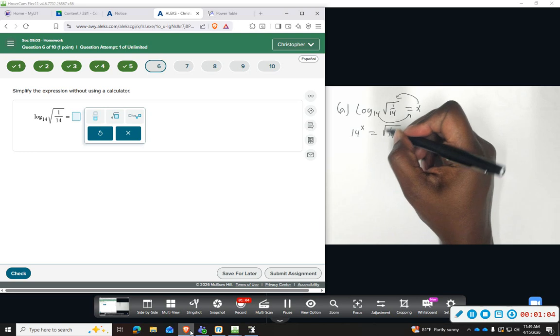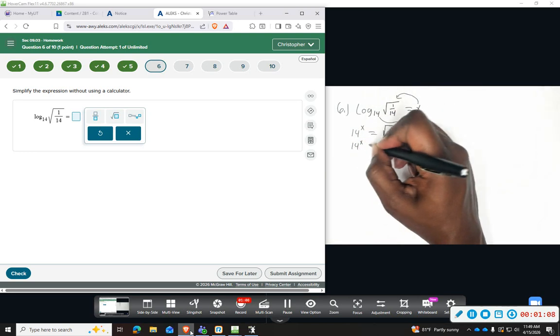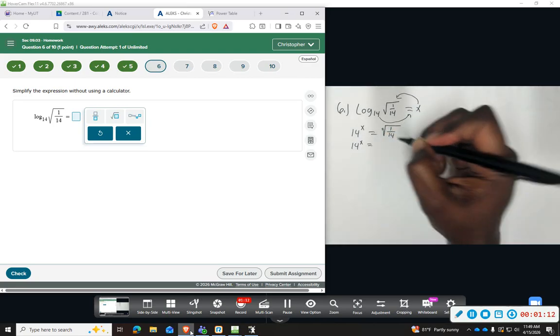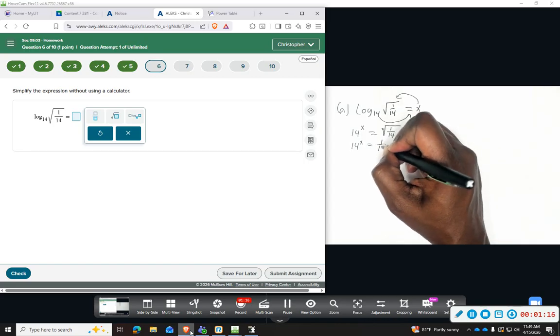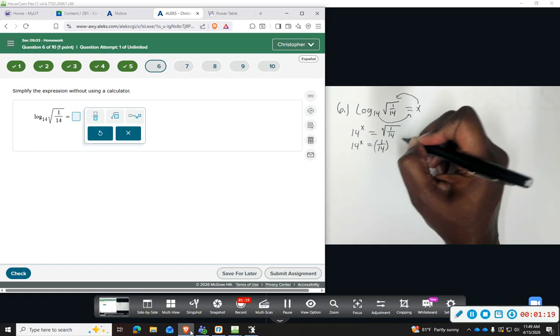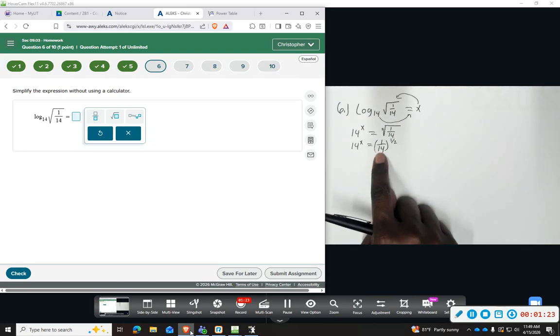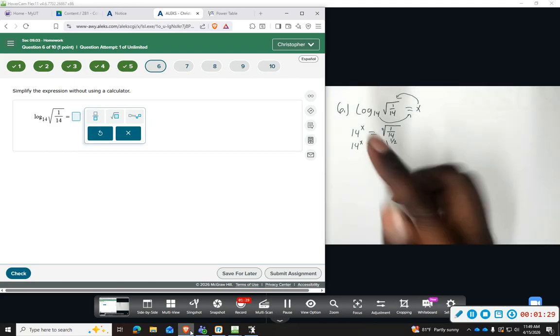So rewriting the radical, this is 14 to the power x, and radical, this is understood as 2. What do we multiply times itself twice? So this will be equal to 1 over 14 to the 1/2 power. If I want to move this 14 up so it looks like this one, I need to make it a negative exponent.